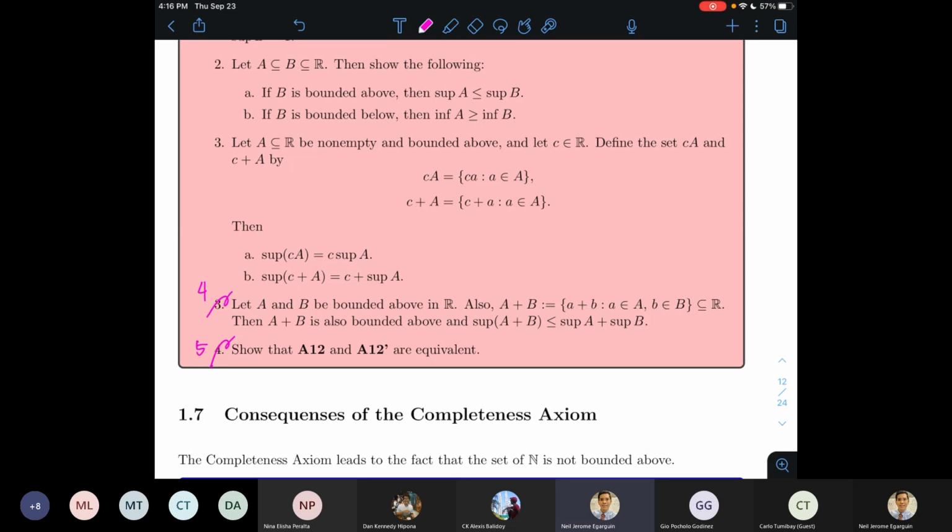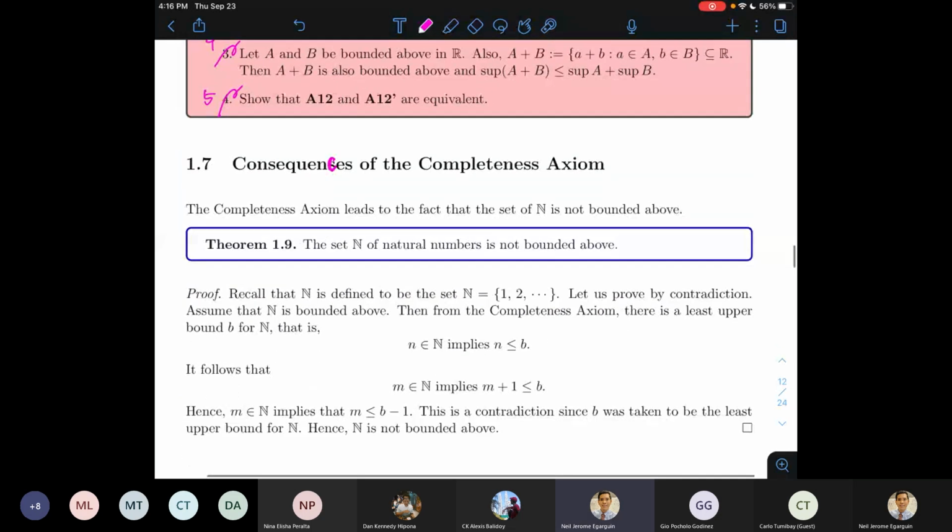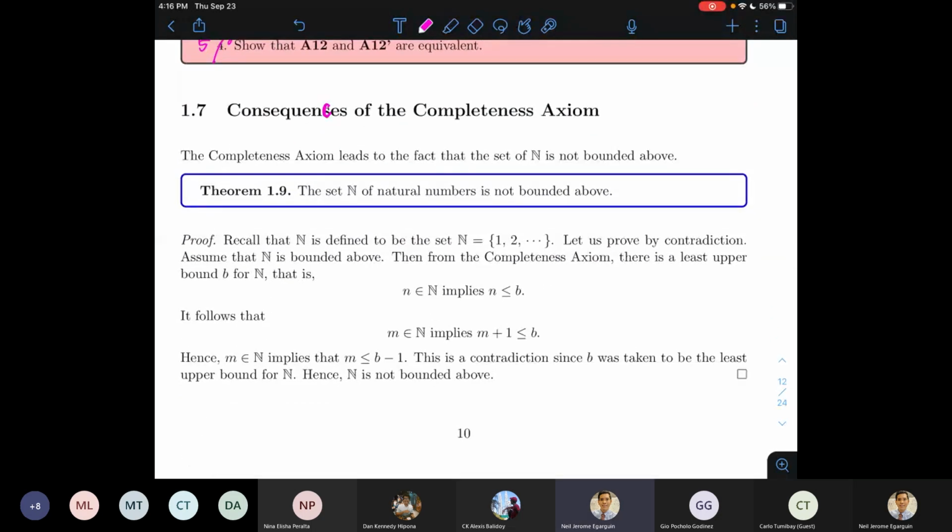Now, the main course for today would be the consequences. Mali yata yung spell ng consequences. So, okay. So probably later today or early tomorrow, I will upload a revision of the lecture notes. So kindly watch out for that. Iko-correct ko yung mga tiny typos here. So here are some consequences of the completeness axiom.